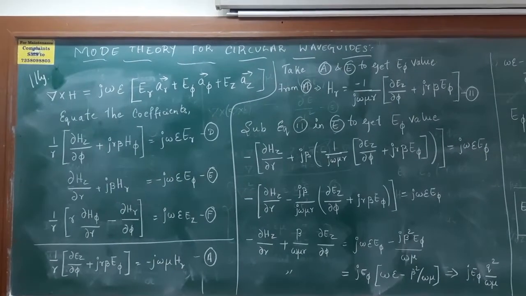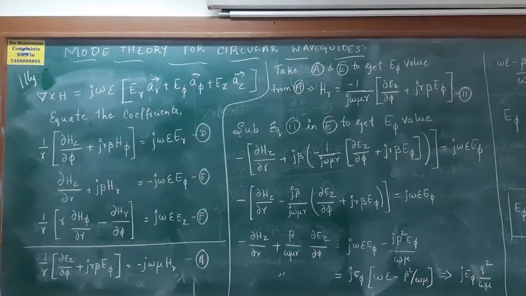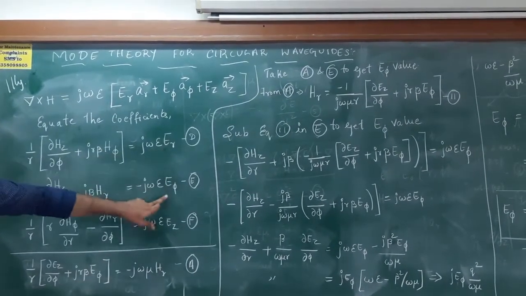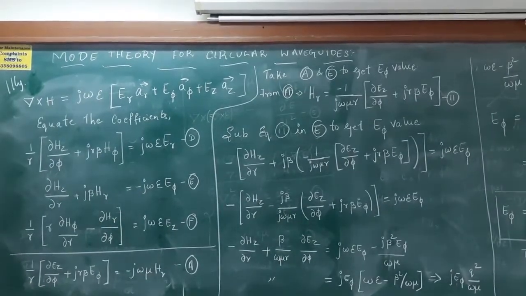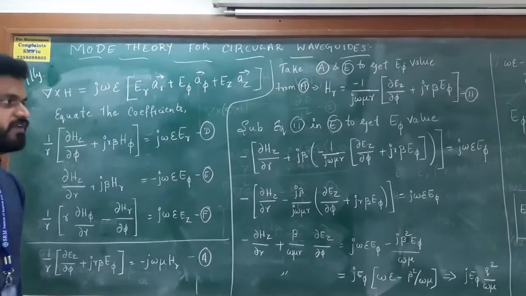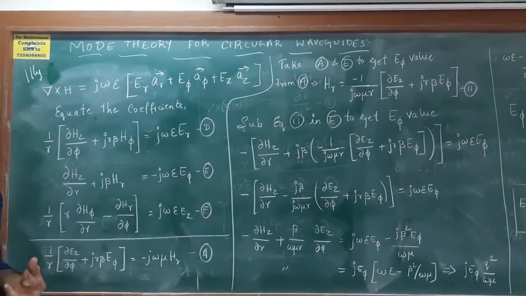So now we have found the components of Hr, Hφ, Hz. Similarly, by equating the cylindrical coefficients, we can find the Er, Eφ, Ez components. Once we find the Er, Eφ, Ez components, our ultimate aim is to find the components of Er and Eφ and Hr and Hφ.